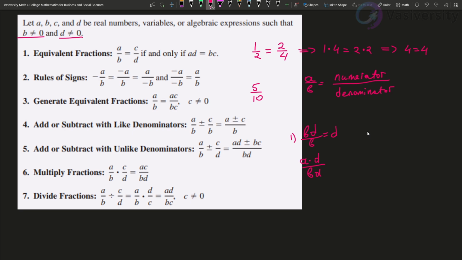And then for the second part, we'll have BD divided by the second denominator, which is D, which is going to give us a multiplier of B. So we're going to have C times B over BD. And now we can add or subtract, and we can use number 4 to add and subtract, which will give us A times D plus or minus C times B divided by B times D.